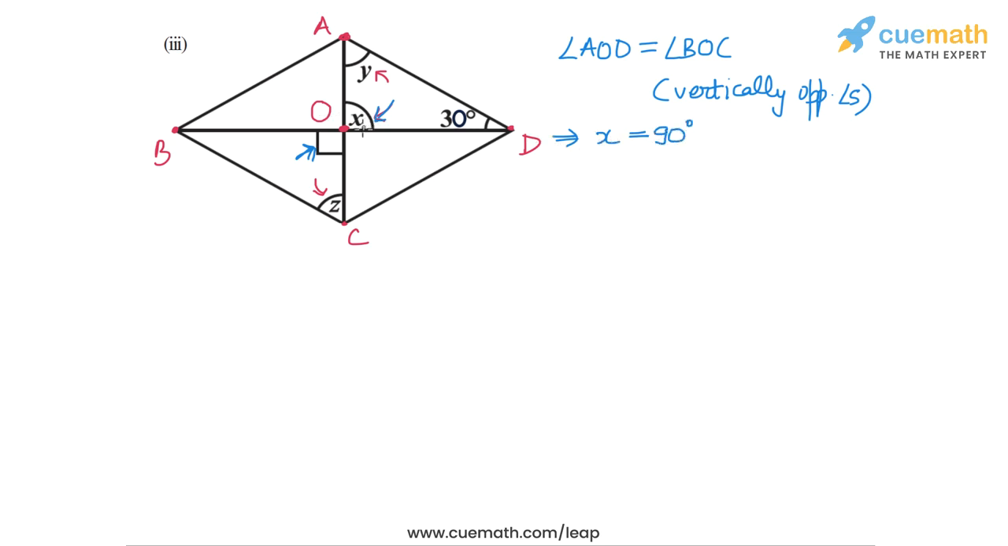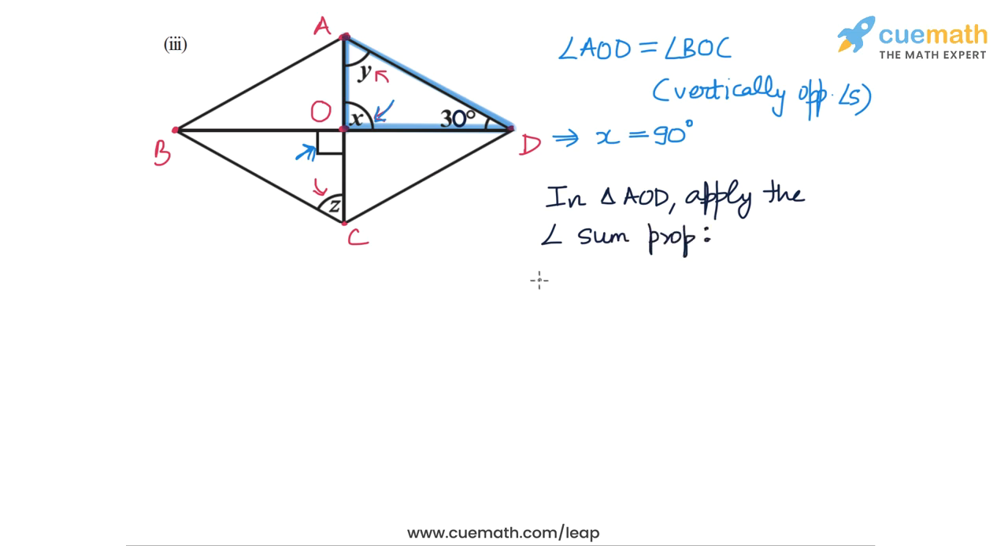Now once we have the value of X, we can apply the angle sum property in triangle AOD. Let me highlight this triangle for you. So triangle AOD, in this triangle we have two of the three angles. We know the values of two of the three angles, which is X and 30 degrees. So we can find the third angle easily. So in triangle AOD we apply the angle sum property.